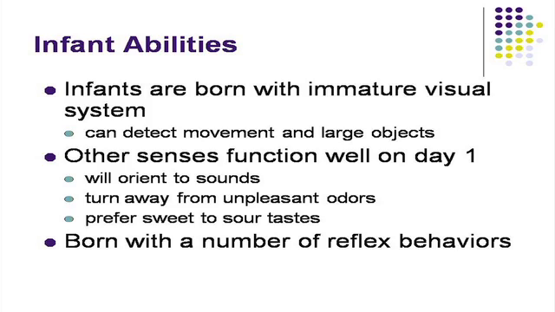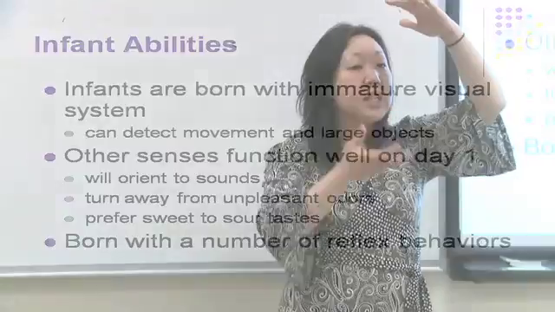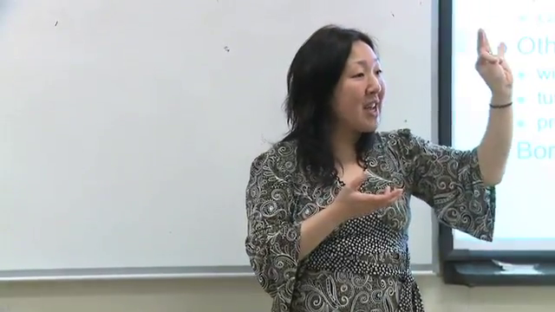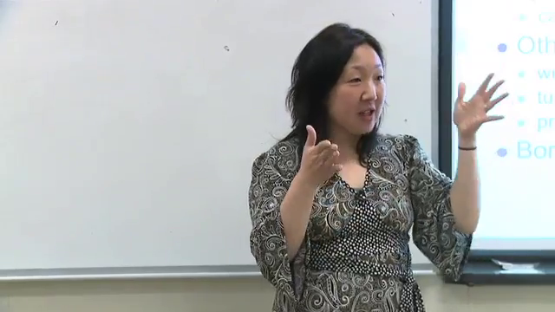All right, so infant abilities. Infants are born with an immature visual system, as I told you. They can detect movement and large objects, but they can't see the clear picture yet. Other senses function well on day one though. We orient to sounds, turn away from unpleasant odors, and prefer sweet to sour taste. And then they are born with a number of reflex behaviors. Before I talk about reflexes, visual system, have you seen any baby books before? They have only black, white, and then red for the first like two months.